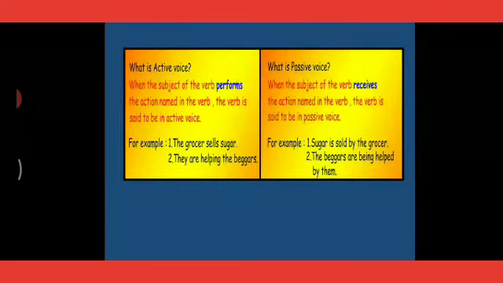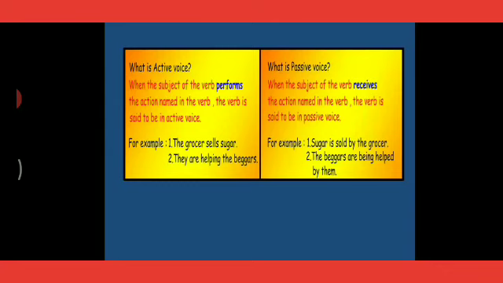So what is active voice and what is passive voice? We need to understand what it is. So here is the definition. When the subject of the verb performs the action named in the verb, that is, when our subject, the doer of our sentence, is performing the action in the sentence, the verb is said to be in active voice.